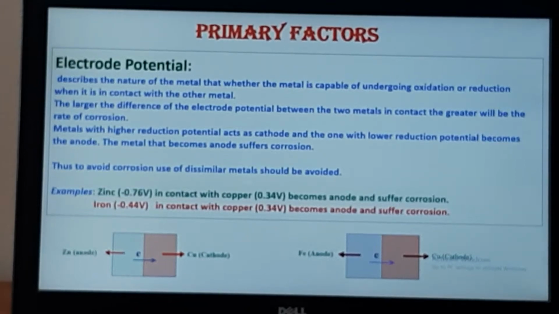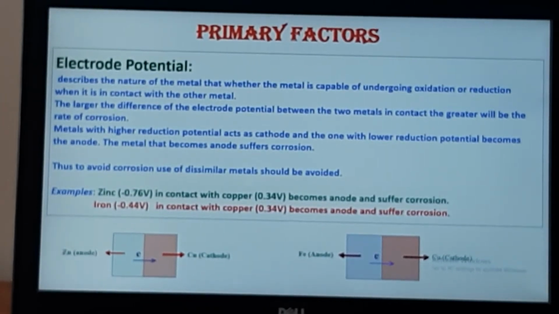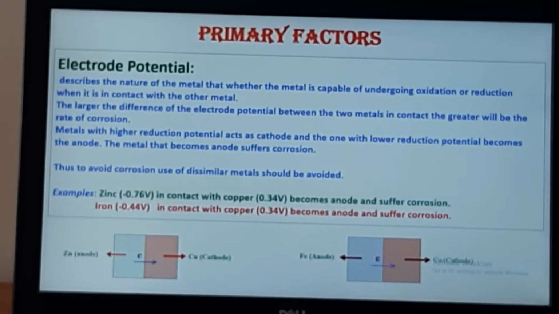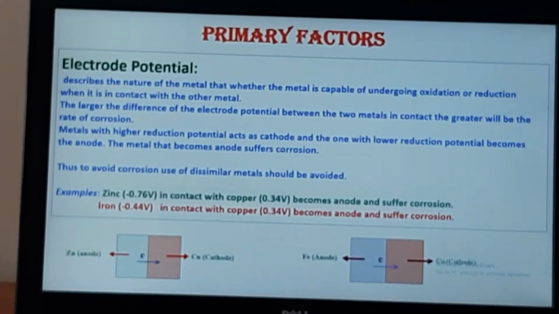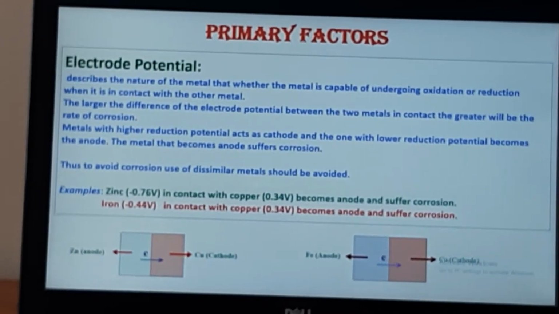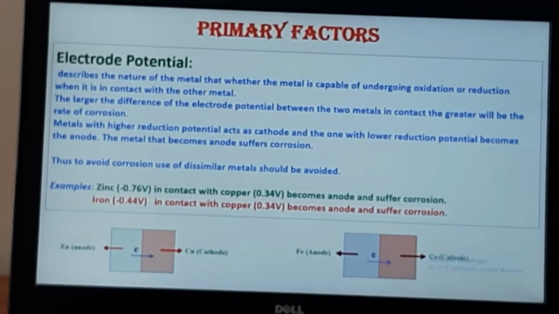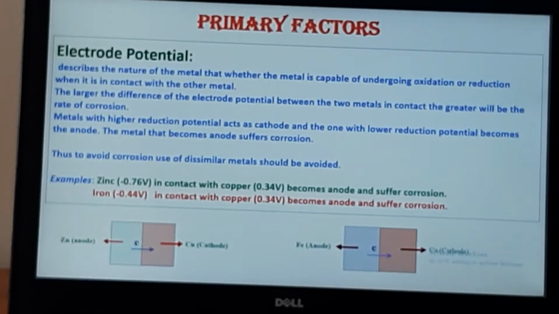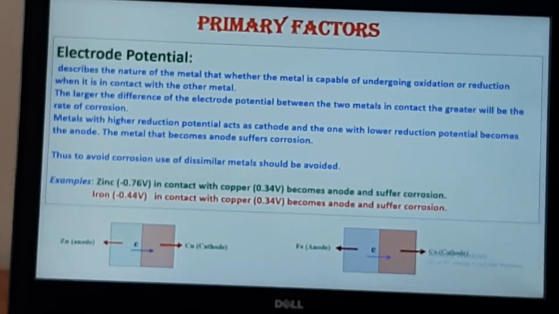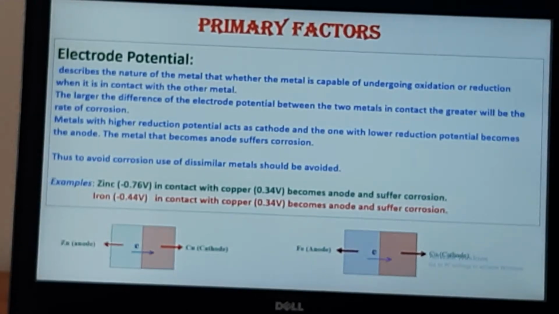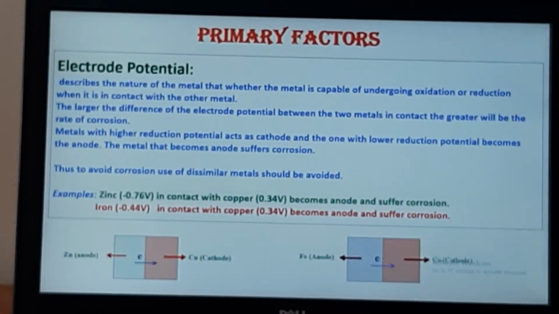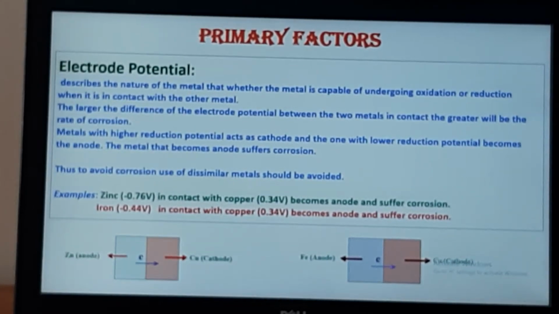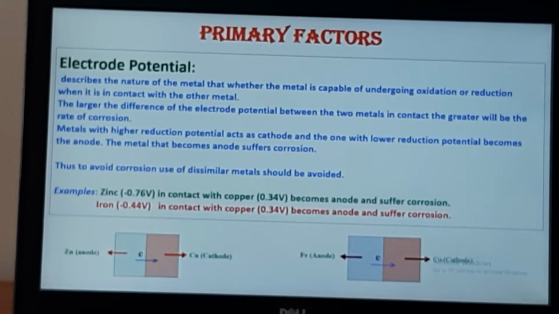An electrode potential plays an important role in determining the rate of corrosion. So let us start with the electrode potential. Electrode potential can be explained as the capability of a metal to undergo oxidation or reduction. When two dissimilar metals are in contact with each other, the metal with the higher reduction potential forms the cathode, and the one with the lower reduction potential becomes the anode and starts suffering corrosion.